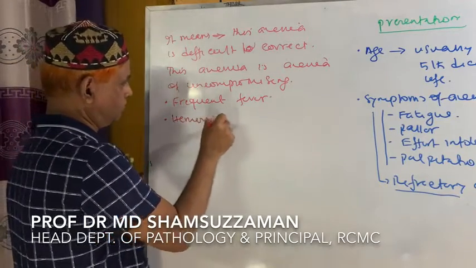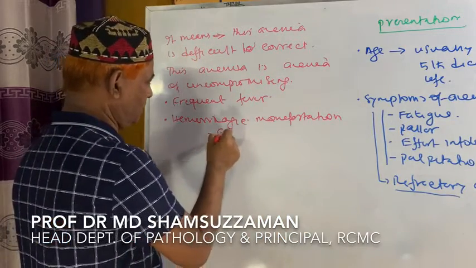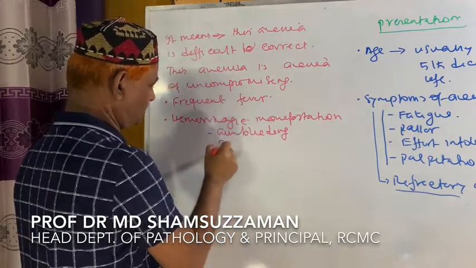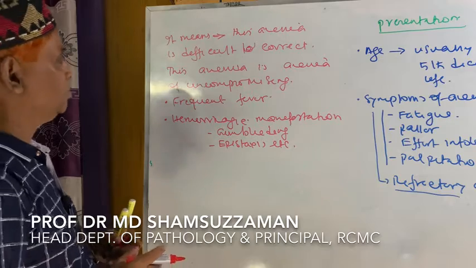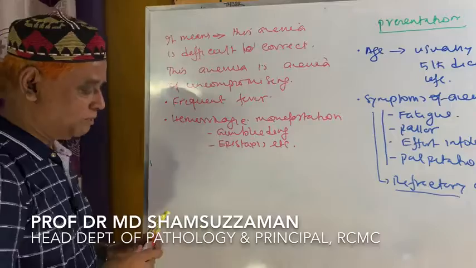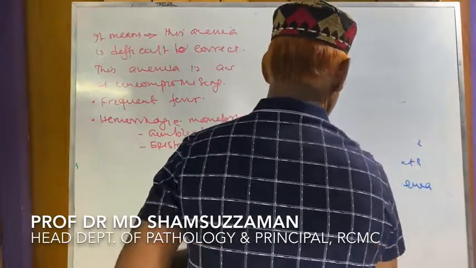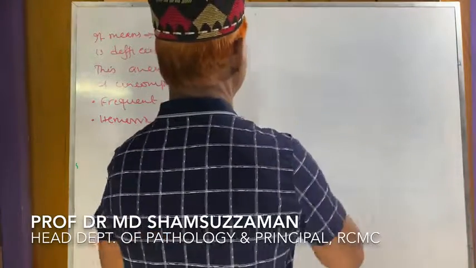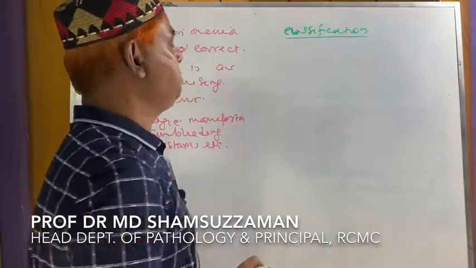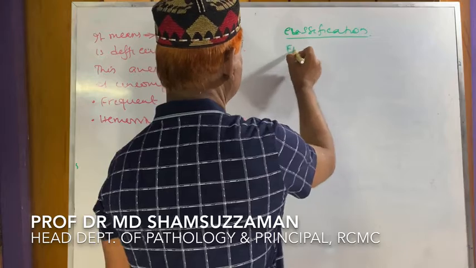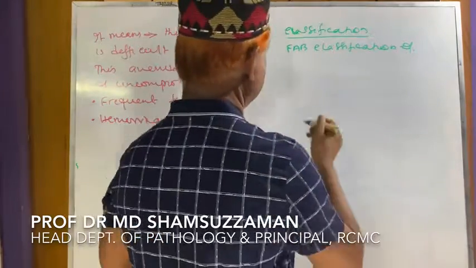Hemorrhagic manifestations, like gum bleeding, epistaxis, etc. These hemorrhagic manifestations are due to thrombocytopenia. So these are the presentations of patients suffering from myelodysplastic disorder. Now come to what are the types or what is the classification of myelodysplastic disorder. It is classified by France, America, British. So FAB classification of myelodysplastic disorder.